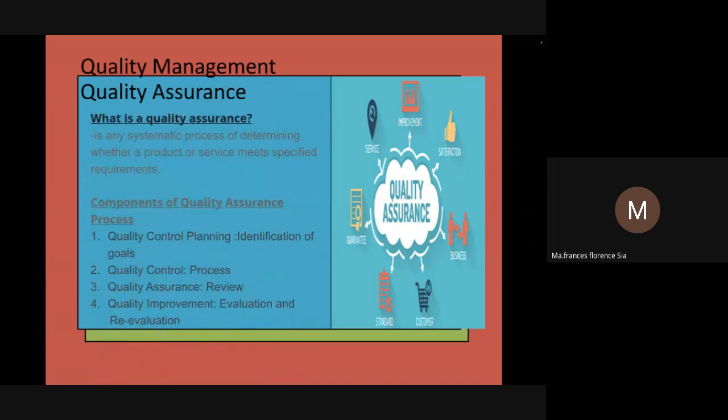So, what is quality assurance? It is a systematic process of determining whether a product or service meets a specified requirement. There are components of the quality assurance process. First is quality control planning, identification of goals. You need to take the time to identify your goals and what you want your baseline to be. You should determine first what your quality standards are, the requirements necessary to meet these standards, and what procedures will be used to check that these criteria are being met.